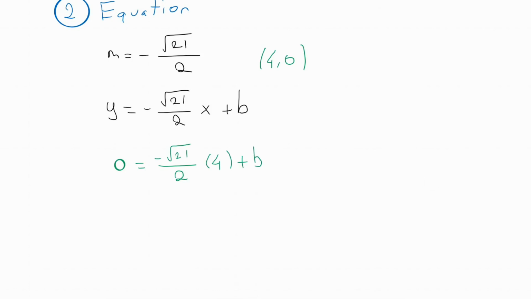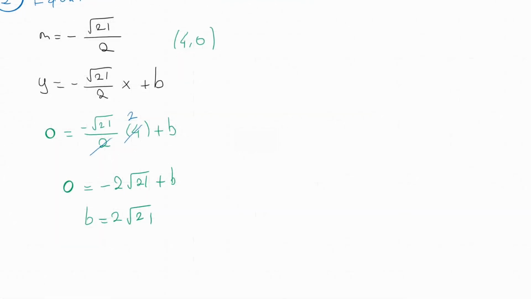So now I'm going to go ahead and divide by 2. So I have 2 left over here. So it's 0 equals negative 2 root 21 plus b. And then b will equal positive 2 root 21. So I just put it onto the other side. So now my equation is y equals negative root 21 over 2 x plus 2 root 21.